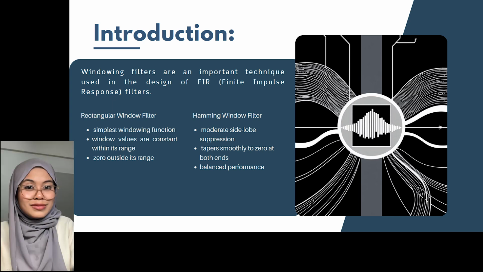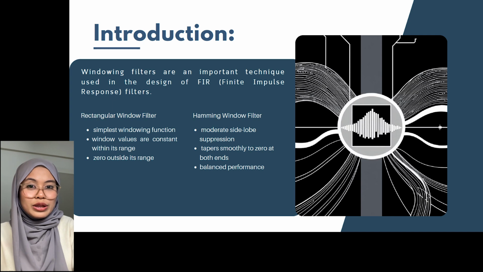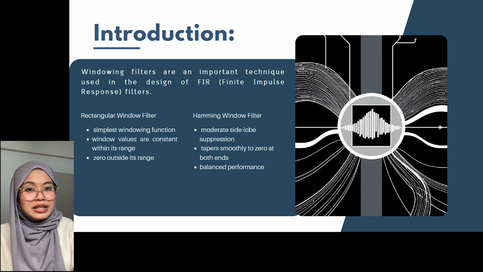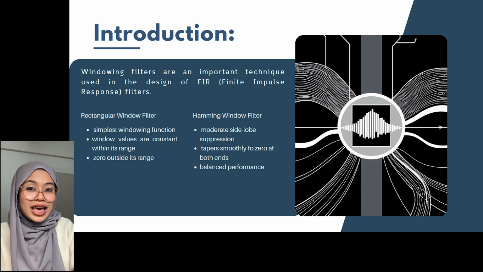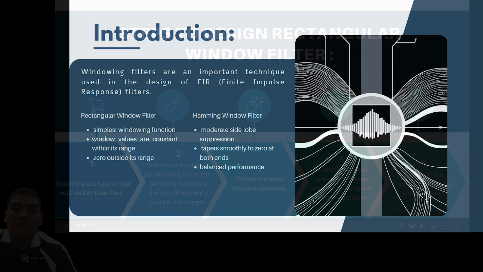processing. First, the rectangular window filter, which, while simple and easy to use, has some drawbacks like spectral leakage and ringing effect. Second, the Hamming window filter, which, compared to the rectangular window, works better at reducing side lobes and giving cleaner results.